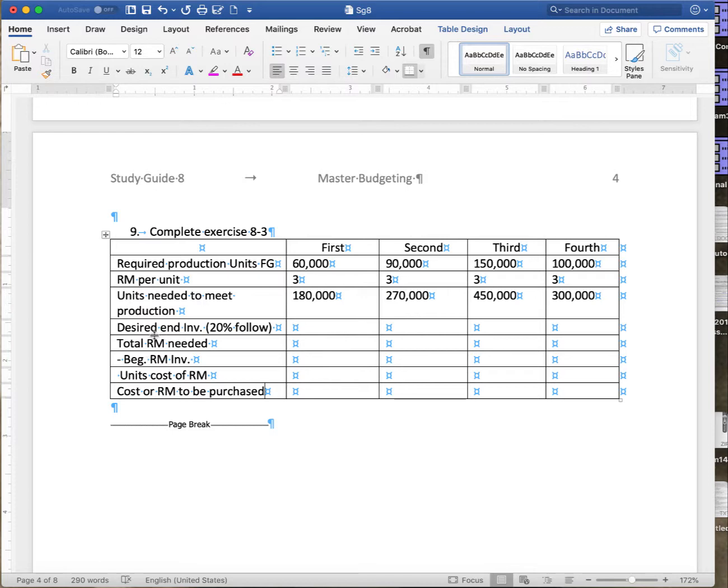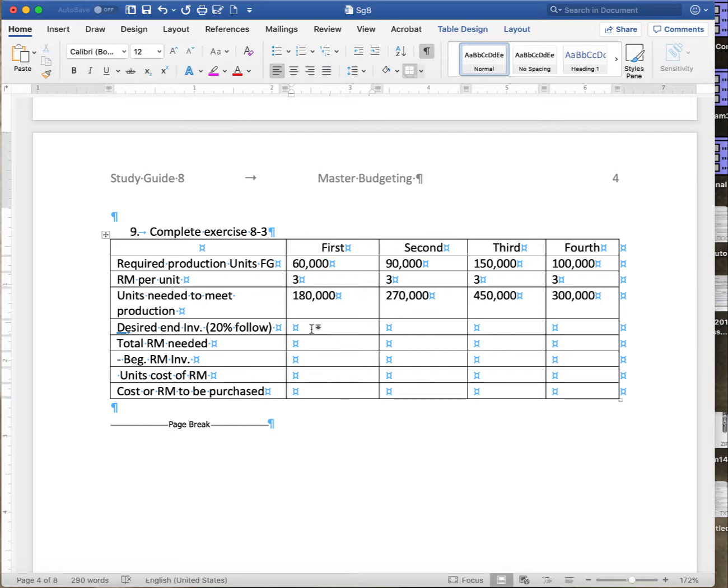So this is identical to what we did in the production budget. The only added step was we had to recognize that it's not a one-for-one trade-off, meaning one unit of raw material does not make one finished good. It's a 3-for-1 trade-off. I need 3 raw materials to make 1 unit. So that's how we end up with the units needed to meet production.